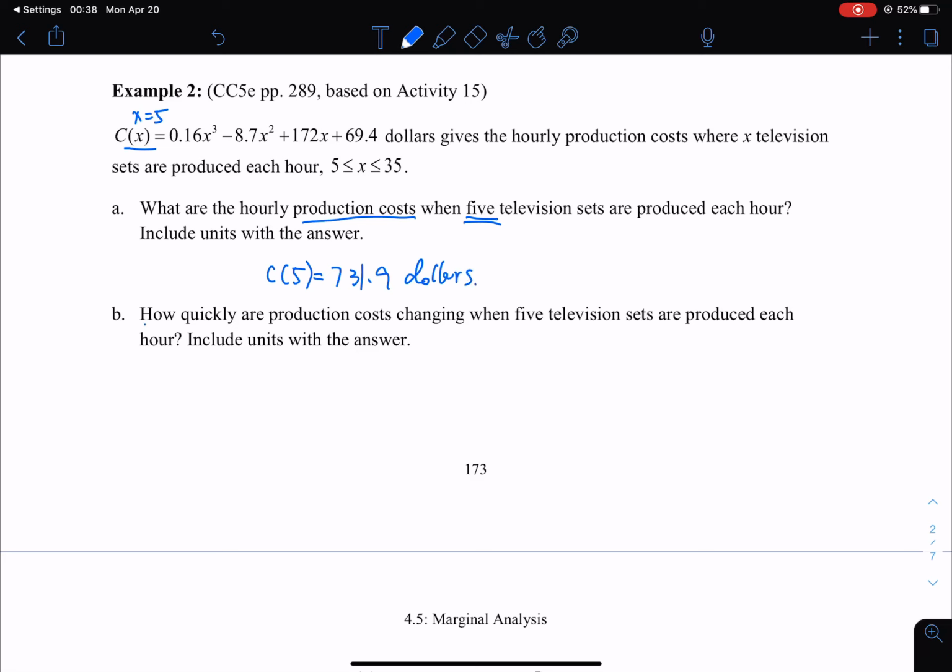And the next one, B. The first keyword is how quickly, so we know it's about the derivative: C prime of something. Let's keep reading. All right, still 5 television sets, so the input value is 5. We are given C of x in this one, so the question is asking what is the C prime of 5? By using our calculator, we get 97, and the unit is output unit per input unit. The output unit is dollars, the input unit is television sets. So it's just dollars per unit.